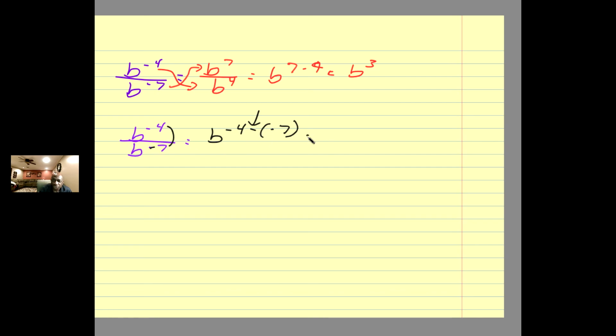Got it? So that means b to the negative 4 plus 7, because you must remember that these two negative signs mean a plus sign. You remember the rule. All right? So, what's my final answer? Negative 4 plus 7? 3. You get the same answer. All right? Very good.